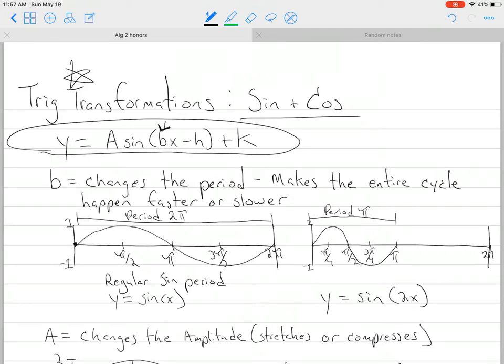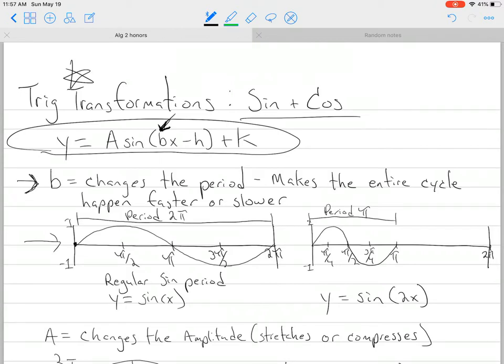So I'm going to go ahead and start off with this b value. Again, if you're in my class, you definitely want to get this part down. The b value changes the period. It changes how fast it does the full cycle. It makes the entire cycle happen faster or slower. So please draw both of these. What are these things called? Both of these sine waves that we have right here.